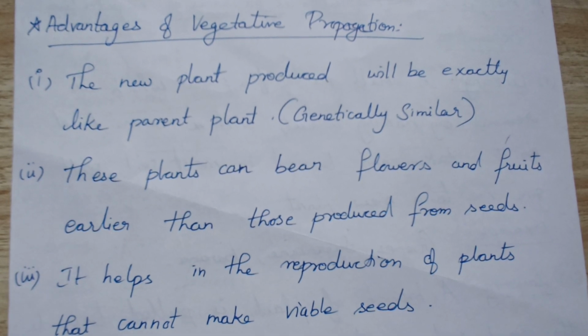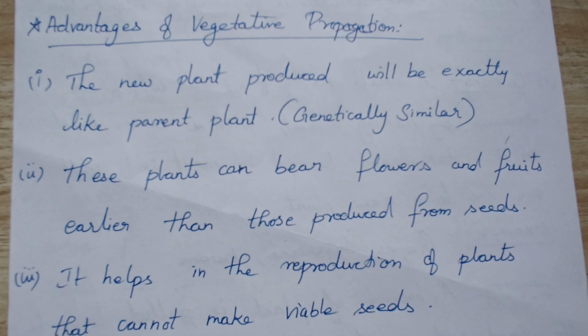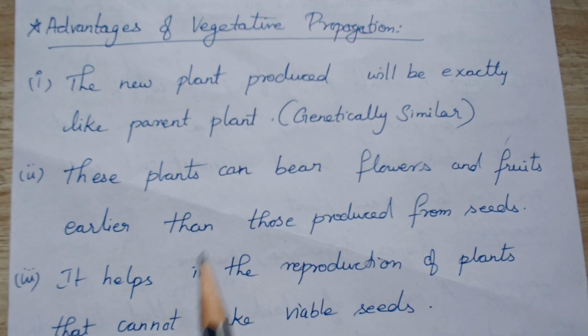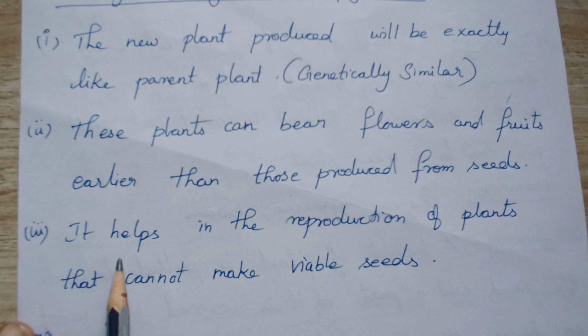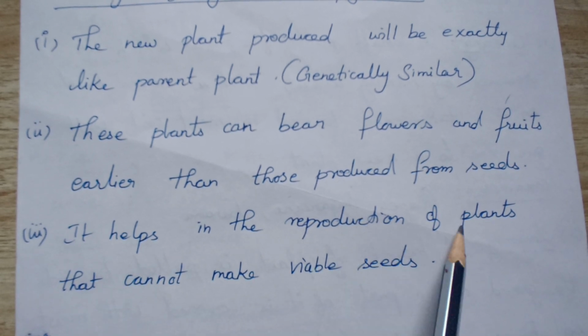If you sow a seed, it has to germinate and grow. It will take some time, and it also needs more attention. But for these plants it is not required. These plants can bear fruits and flowers earlier than those produced from seeds. Next advantage: it helps in the reproduction of plants that cannot make viable seeds.